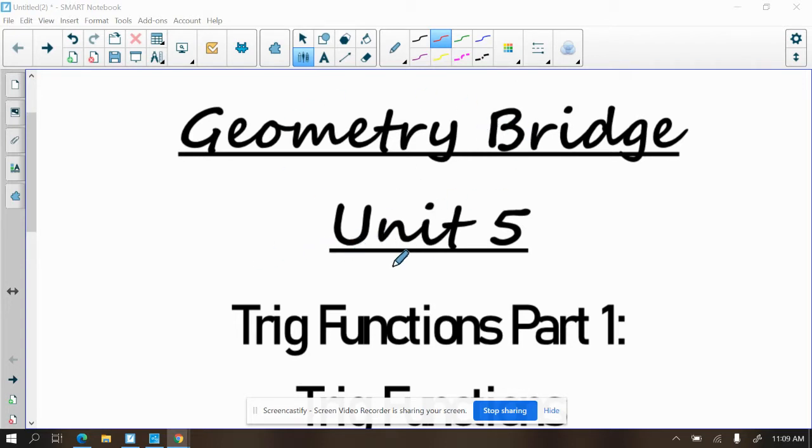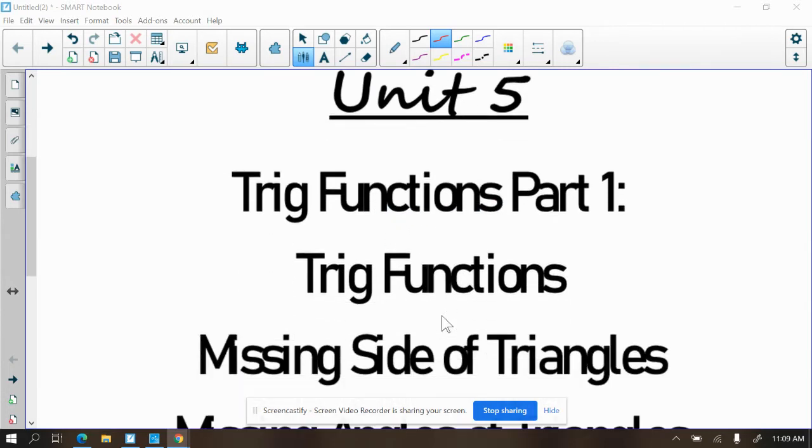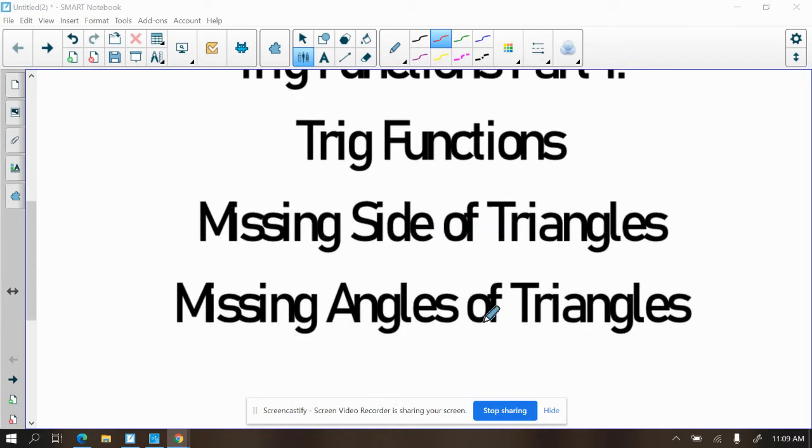So Geometry Bridge Unit 5, Part 1 that we're going to start is trig functions. We're going to talk about the missing sides of triangles and the missing angles of triangles and how to find those. You can either print out this note packet, open it up on your Chromebook and follow along, or just write the notes in a notebook.